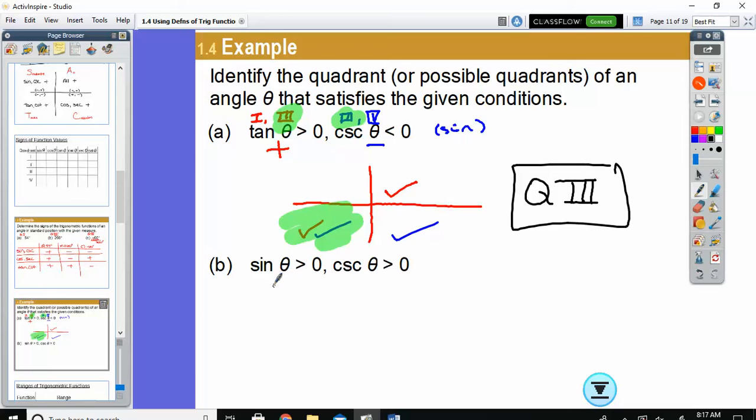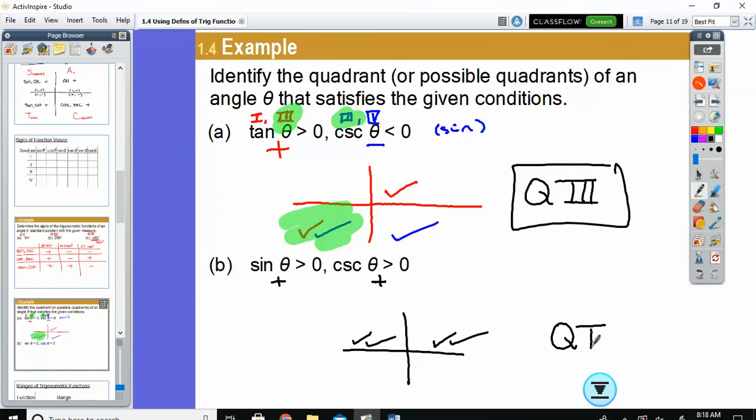E. Sine theta is greater than 0. What does greater than 0 mean? Right. When is sine positive? 1 and 2, all students. Cosecant theta is greater than 0, so that means it is positive. Cosecant is the reciprocal of sine, so it's positive when sine is positive, which is 1 and 2.